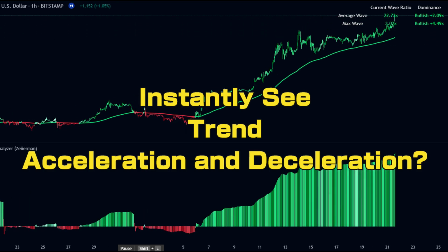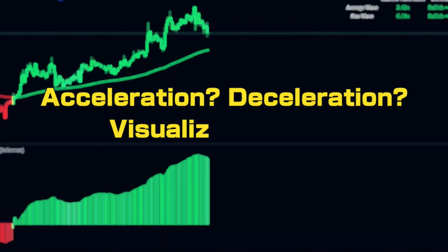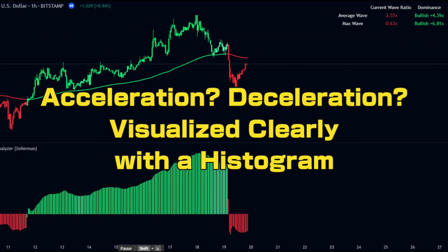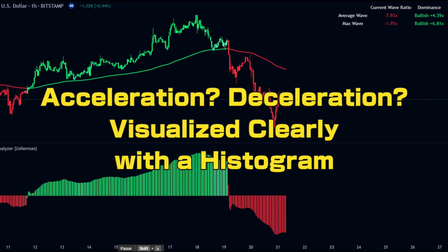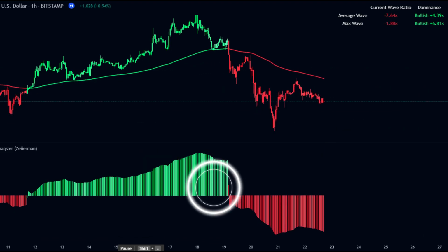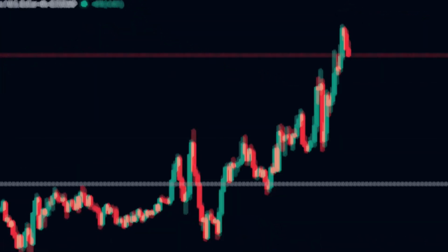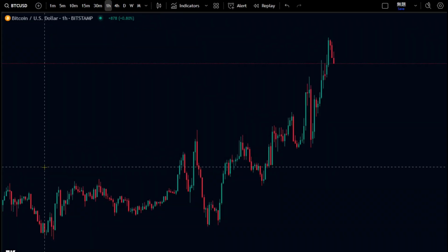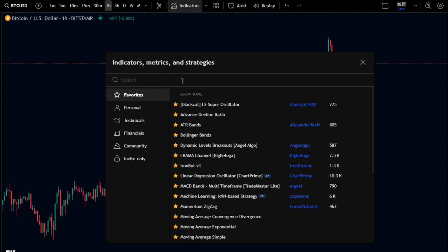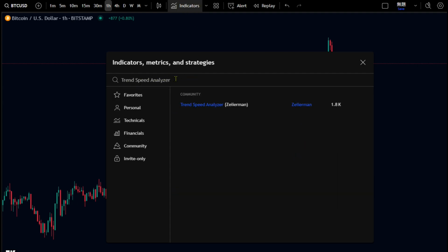Have you heard of the Trend Speed Analyzer? Have you ever experienced this? You thought you were riding the trend, but it suddenly lost momentum, and you had to cut your losses. With this indicator, you can detect shifts in momentum in advance. First, open TradingView and click on the indicator icon at the top. In the search bar, type Trend Speed Analyzer and select the one by Zireman.